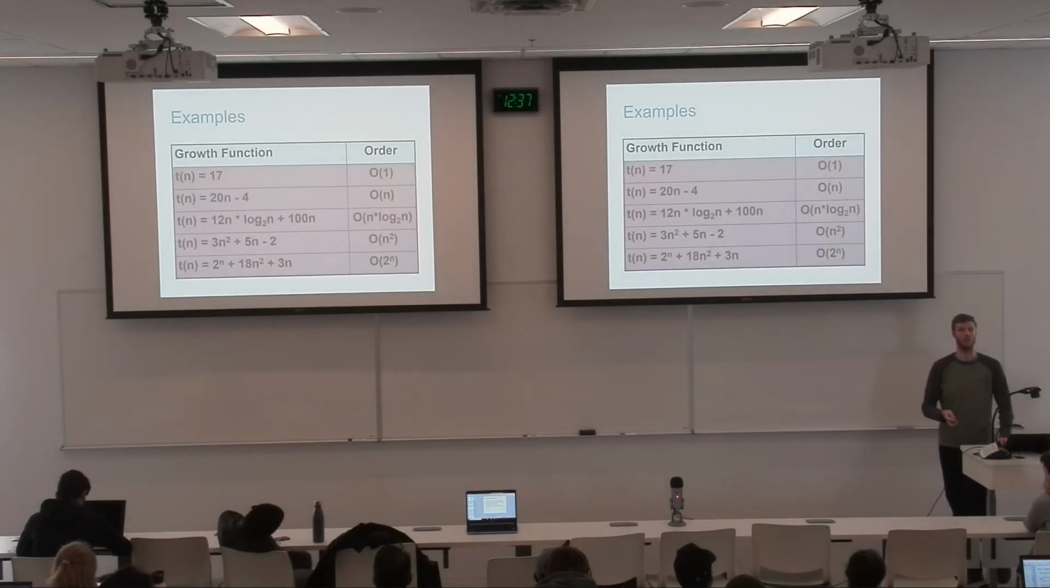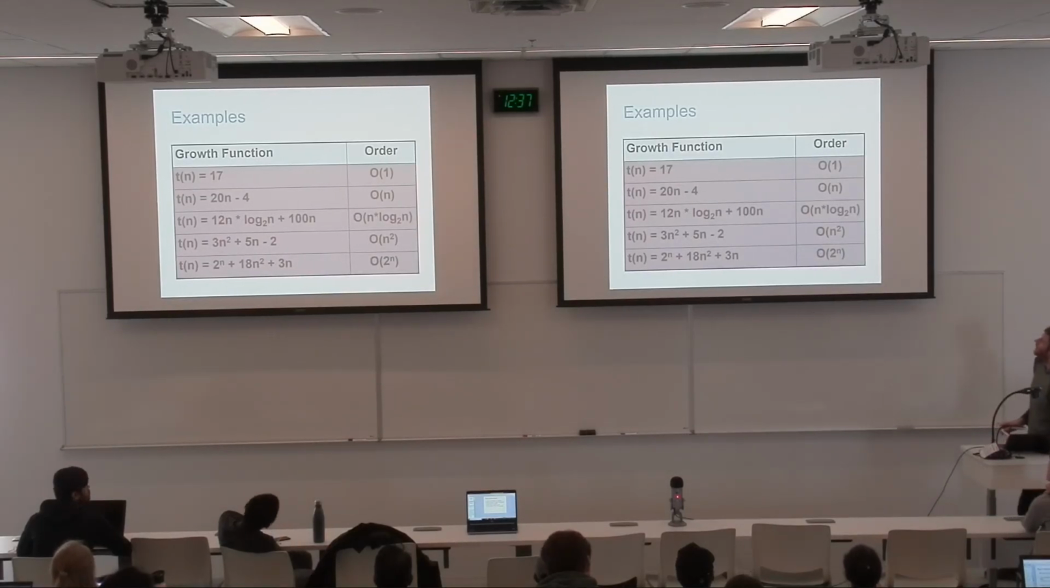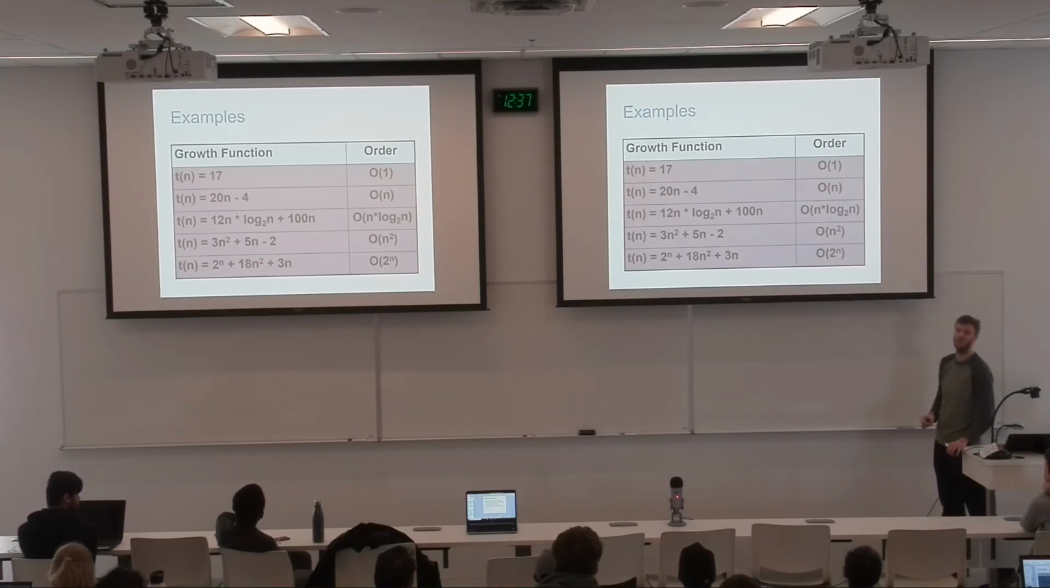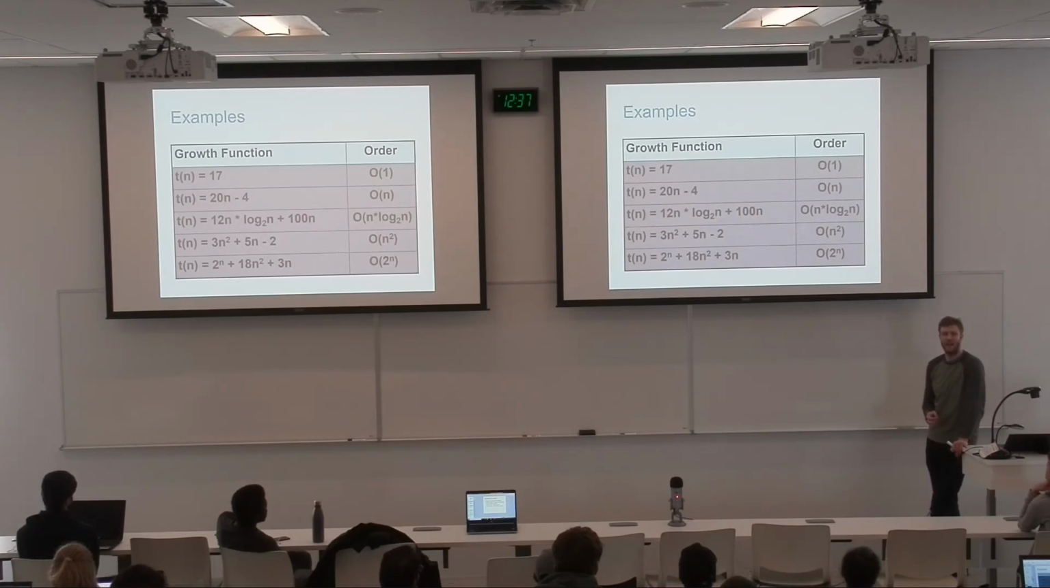Let's do a real quick little quiz. I guess this one's not the quiz. I guess the quiz will be on the next set of slides. T of n is 17. What does 17 grow like? How does that T of n grow as n increases? It doesn't. It always takes 17. If n is 1, it takes 17. If n is a billion, it takes 17. Great. For that, we say it's order 1.